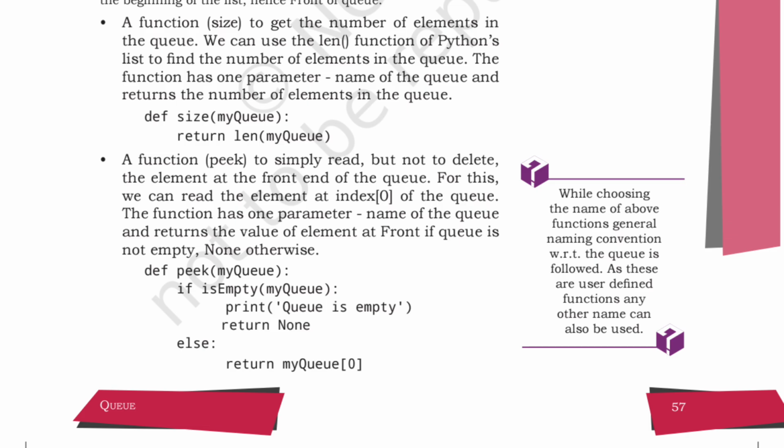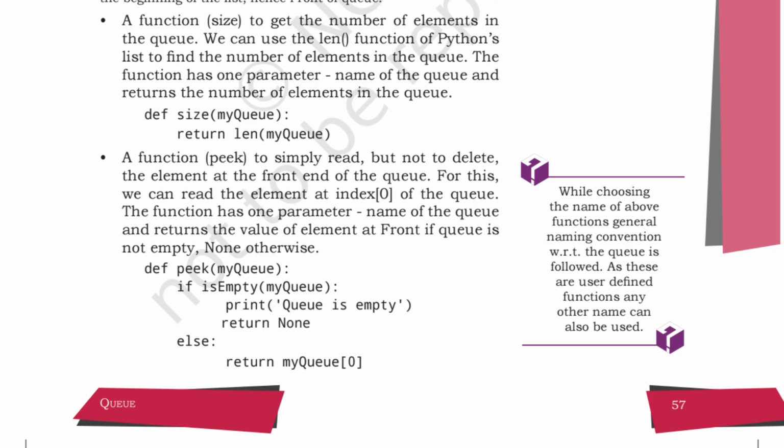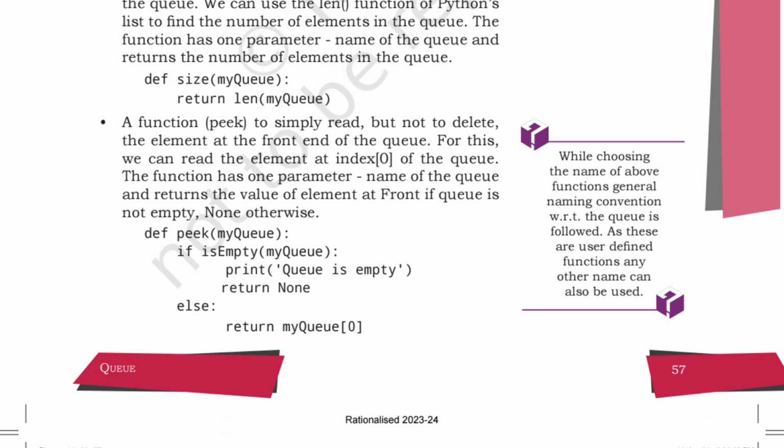def pick(myQueue): if isEmpty(myQueue): print "queue is empty" and return None. Okay, so we just have to read myQueue. If it is empty, then we are just going to print queue is empty and return None; otherwise, else it will return myQueue at the index 0th position. Okay, so this is pick.